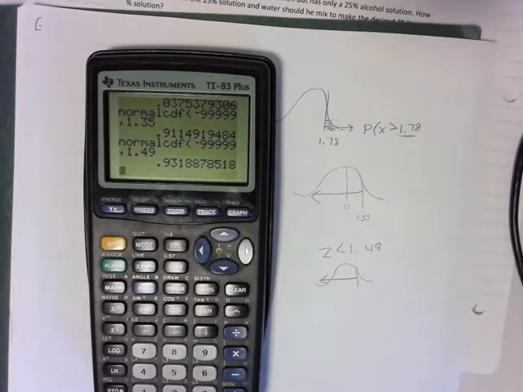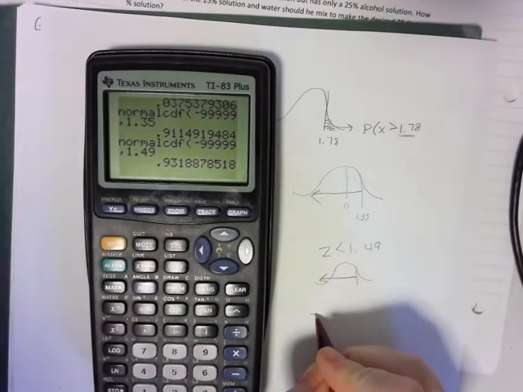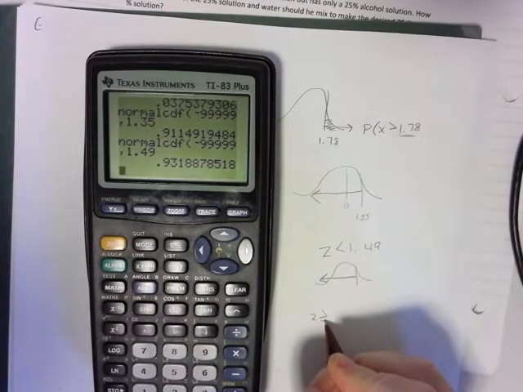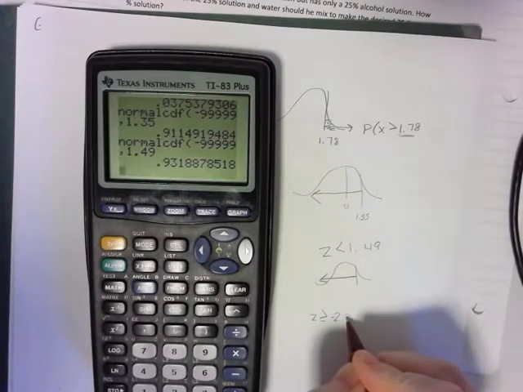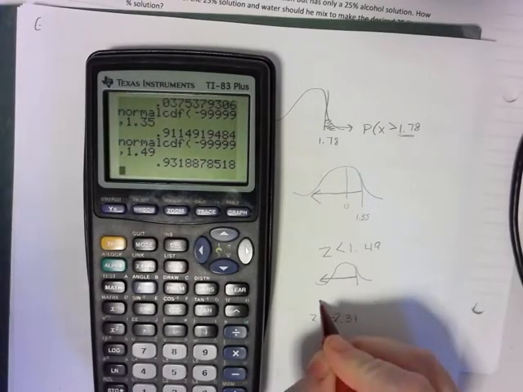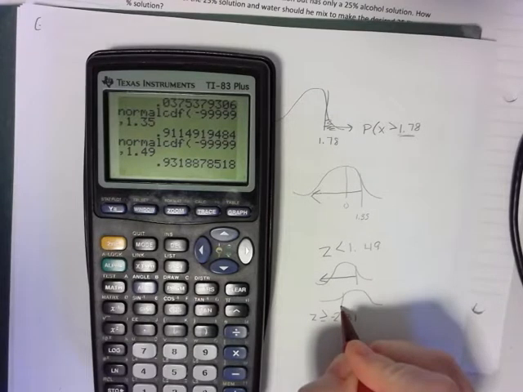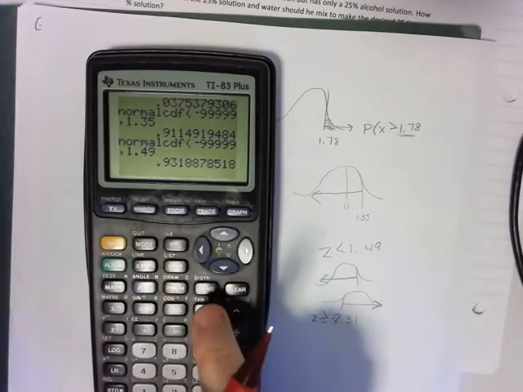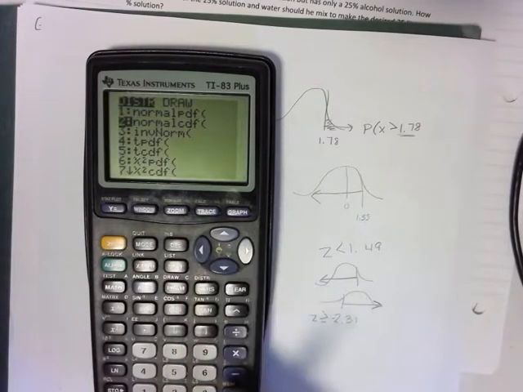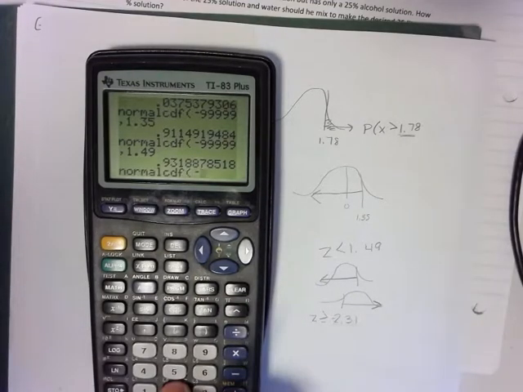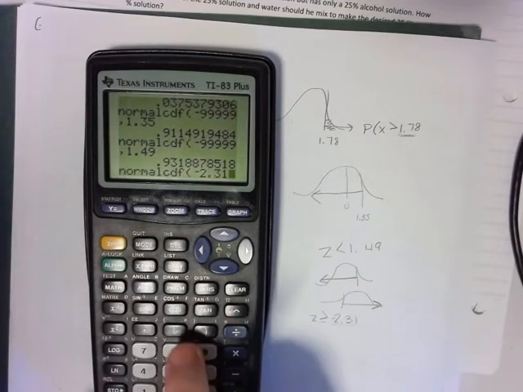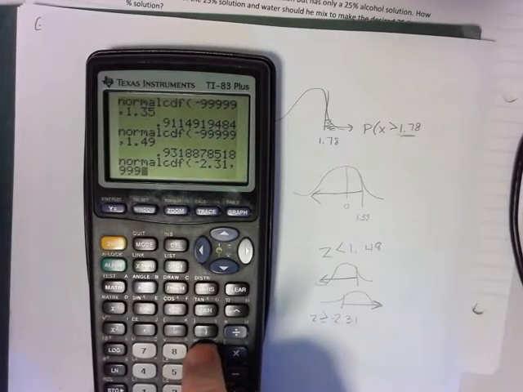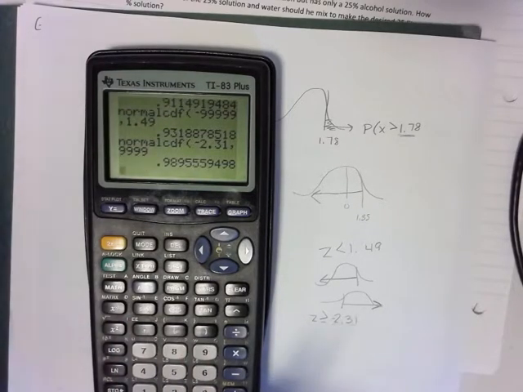Example 12 is a greater than, so we want z greater than negative 2.31. So my lower bound is negative 2.31. Second vars, normal CDF, negative 2.31, comma 9999, enter. And there's my area.